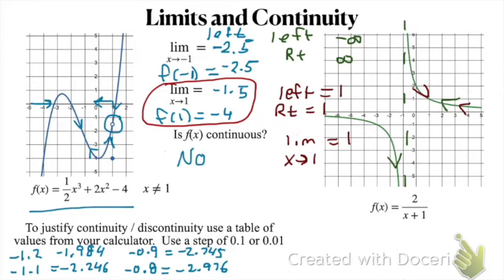So this is how we look at limits and continuity. For continuity, you're looking for both the left and the right limits to be the same as you approach some x value. They should be approaching the same y value from both sides. And you also have to verify that the function exists at that place.